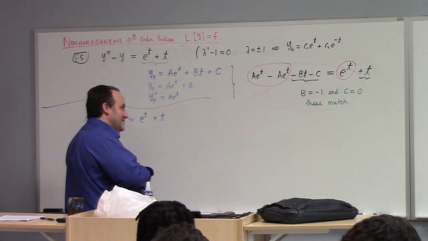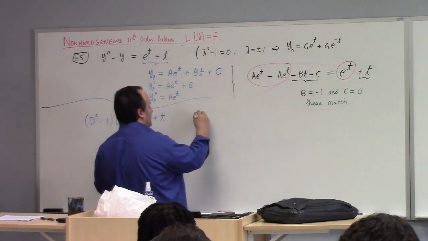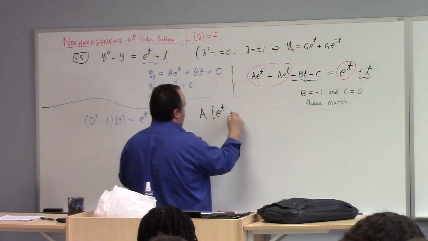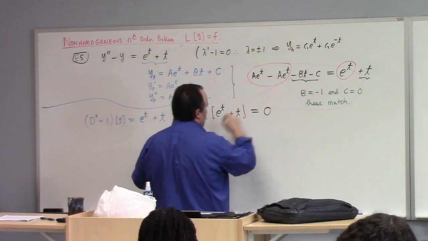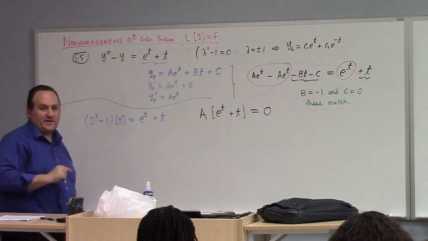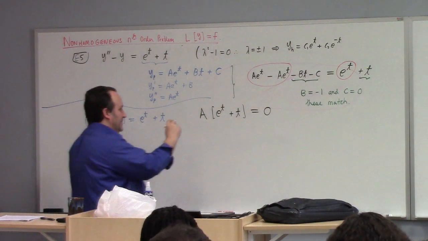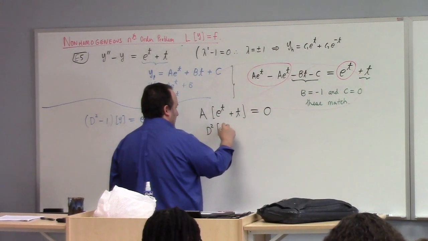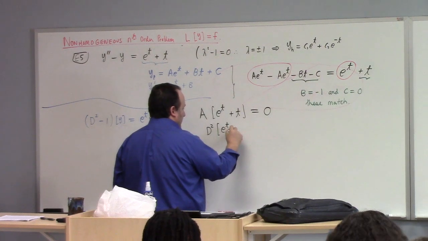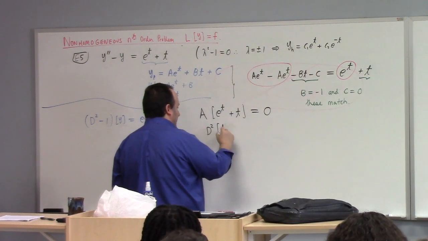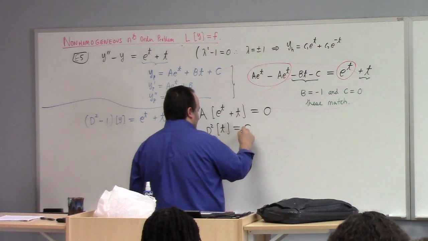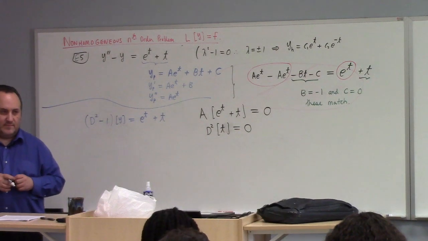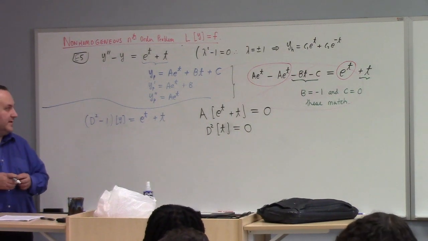That even sounds better. Anyway, my question to you guys: I want A to act on e to the t plus t, and I want it to be equal to 0. What differential operator should I put there? I'll do the easy part. D squared. Well, d squared will do this. D squared on t will be what? 0, right? Twice differentiate. E to the t is gone. How can I kill e to the t?